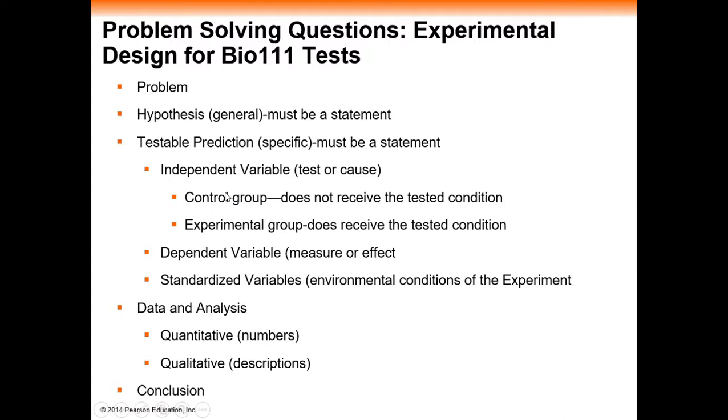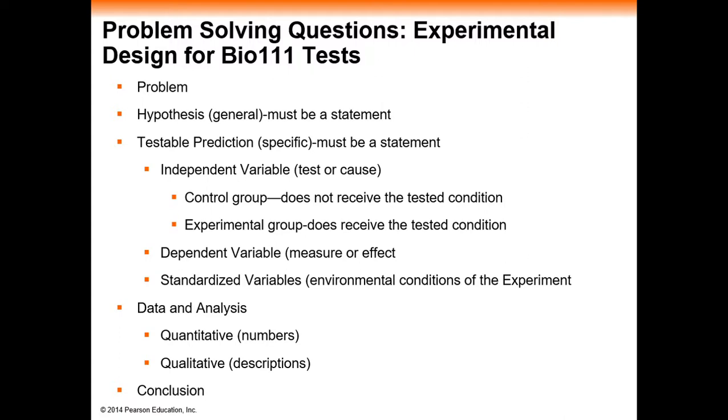Okay, so again, those standardized variables should be like the environmental conditions of that experiment, and they should be held the same or held constant between the control and the experimental groups. Okay, finally, once we do the experiment, we should get data that we analyze. And again, those data are going to be either quantitative or qualitative. And the last step in our experiment is that we would reflect on the data and determine whether or not the data would either support or disprove that hypothesis.